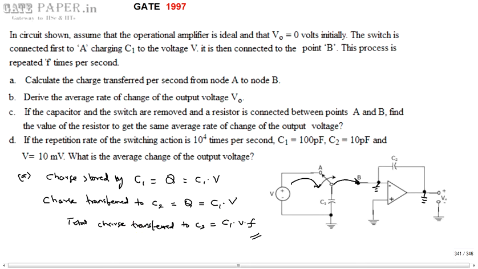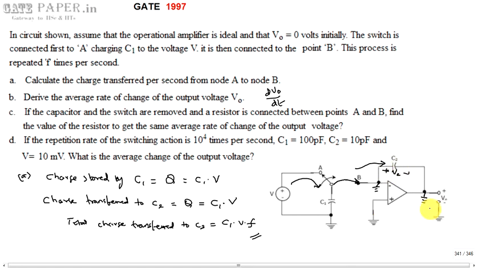And for the second one, we are going to derive the average rate of change of output voltage. The average rate of change of output voltage is nothing but dV0 by dt, where V0 is the output voltage. Let us say V2 is the voltage across this capacitor. Whenever the capacitor is charging, it charges in this direction. Since the current is flowing in this direction, and current always flows from the more positive to the less positive side, this plate will become positively charged and this plate will become negatively charged. So let V2 be the voltage across capacitor C2.